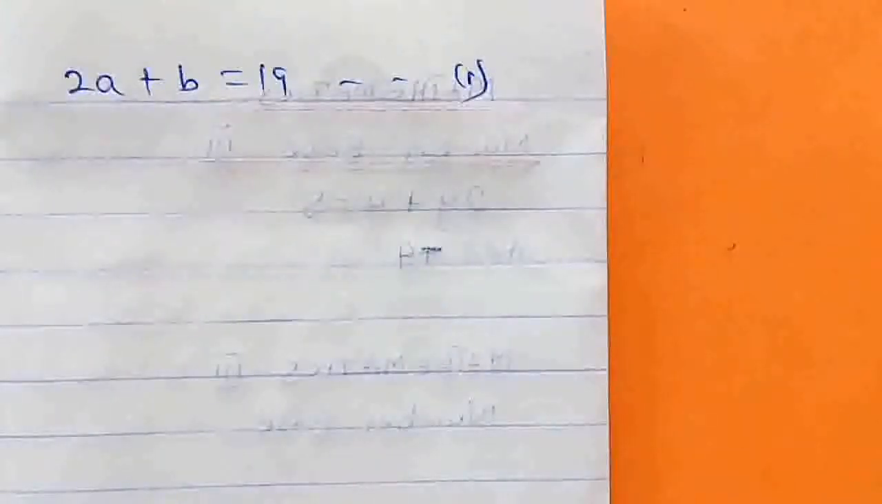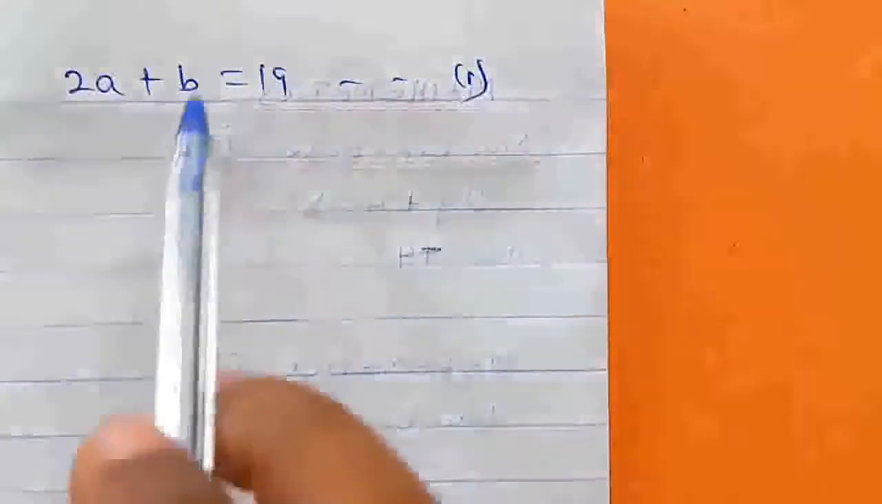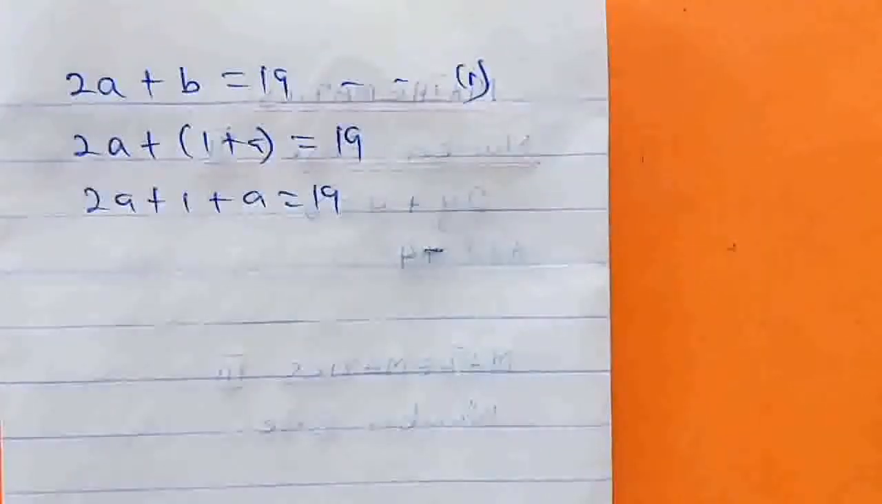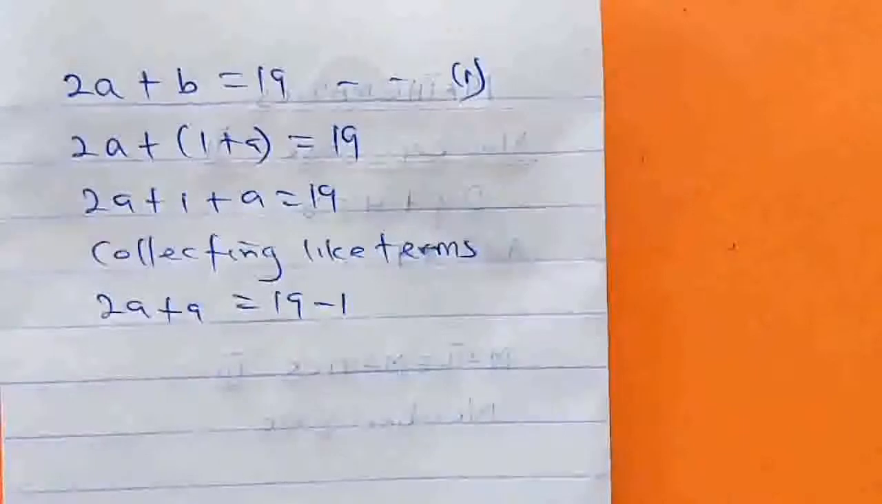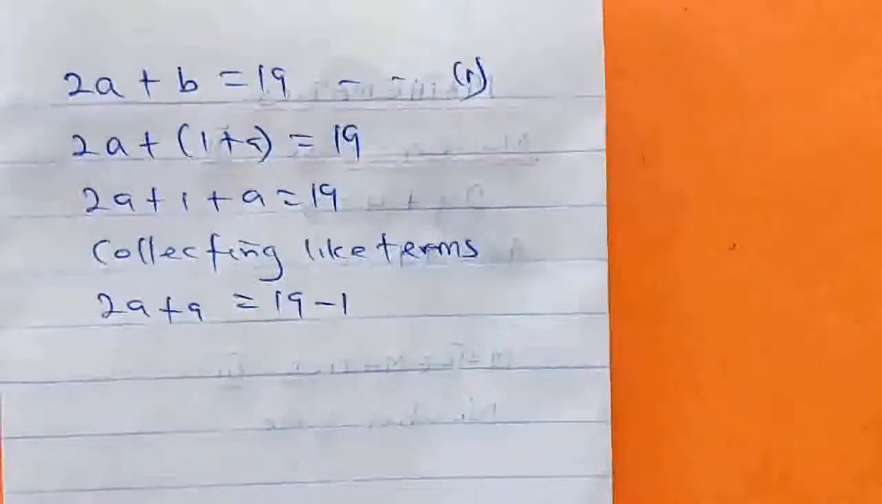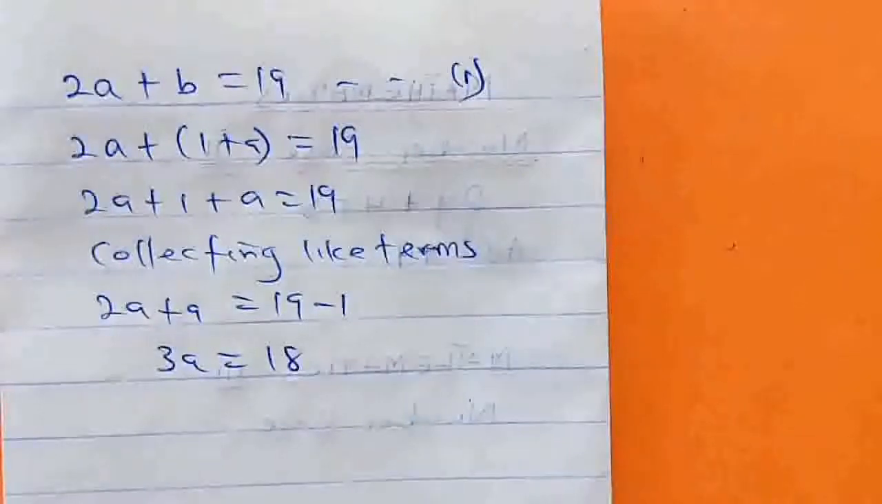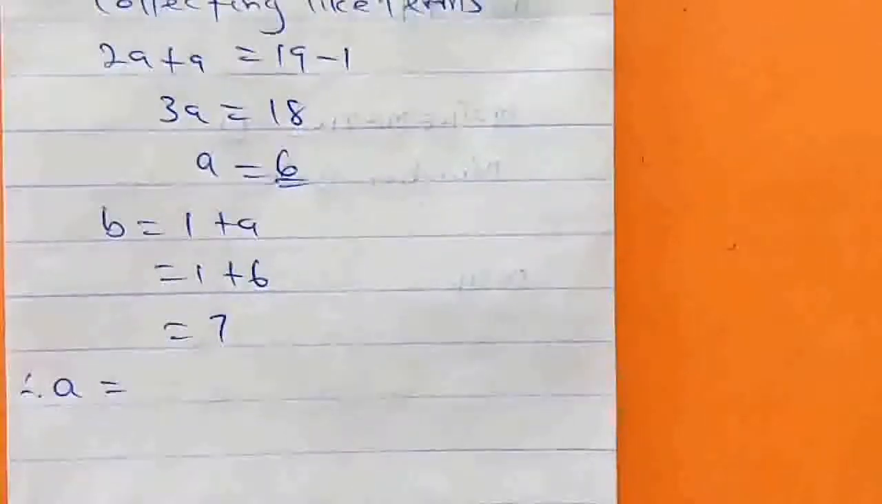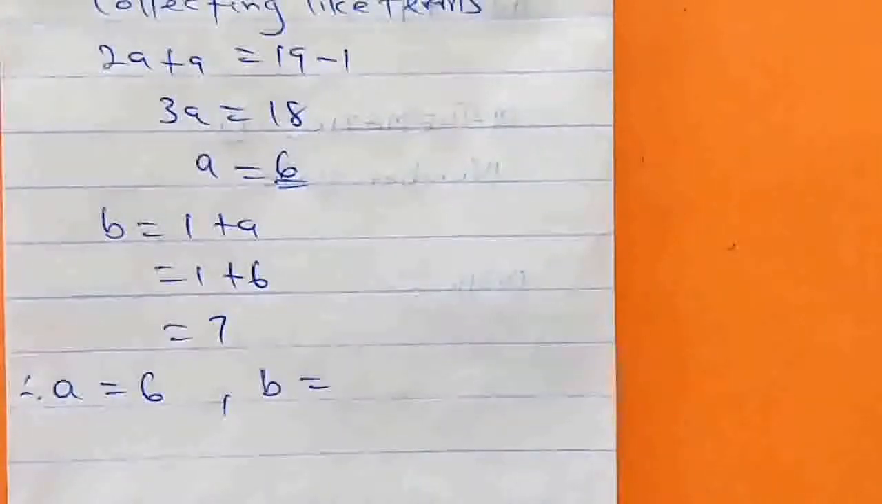inserting B equals to 1 plus A in this place, we will have, open the bracket, collect like terms, where this plus 1 go over here become minus 1, make A the subject formula by dividing both sides by 3. We will have A equal to 6, but recall that B is equal to 1 plus A. If A is 6, 1 plus 6 will give us what? 7. Therefore, A is equal to 6, B is equal to 7.